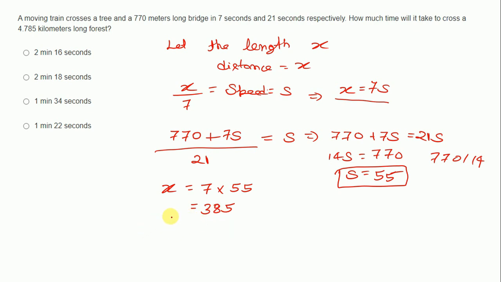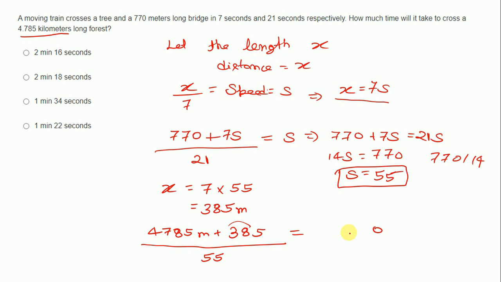So now how much time will it take to cross a 4.785 kilometer long forest? But in that 4785 meters, we have to add this distance also, 385, which is the length of the train, because it has to cover its length also to cross the forest. And the speed is what? 55. So 5 plus 5 is equal to 10, and 8 plus 8 is equal to 16, 1 carry 17, and 3 plus 7 is equal to 10, 1 carry 11, and now 4 plus 1 is equal to 5. So it will be equal to 5170.